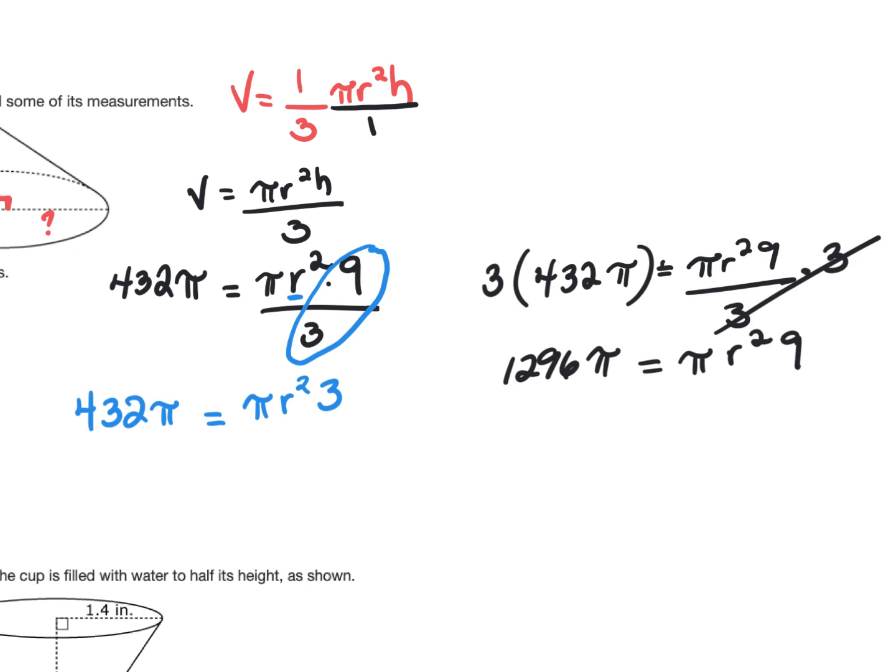So now I got rid of my fraction. Next is to get rid of the 9 pi, because when we divide, those will cancel out. That's why we do it. So 9 pi. Now, remember, anything divided by itself is 1. So I can cancel out the pi's. And that just leaves me with 1296 divided by 9, which happens to be 144.